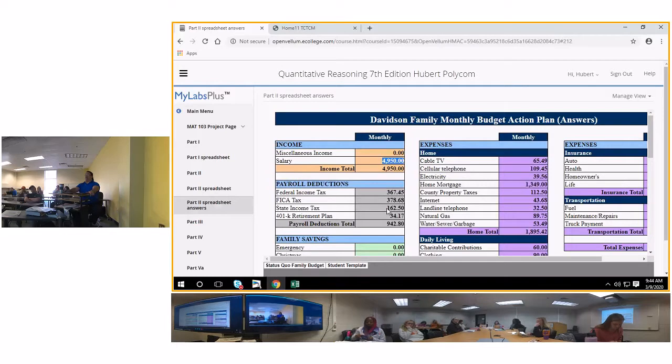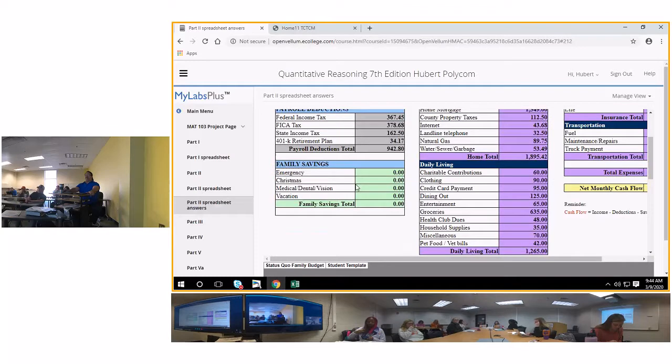I doubt very seriously that a part-time job is going to have 401k and state income tax. Oh, well, they have state income tax. But I doubt they would have a 401k, so you can zero that out on a part-time job. Family savings, I doubt very seriously that on your individual budget you would have that. If you do, that's great. But I doubt very seriously that any of you are going to have these, because your mother and father, if you're a traditional student, that's taken care of there.